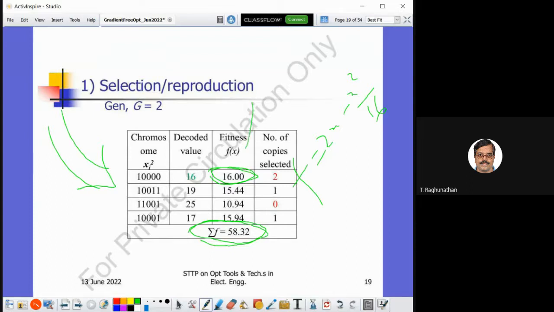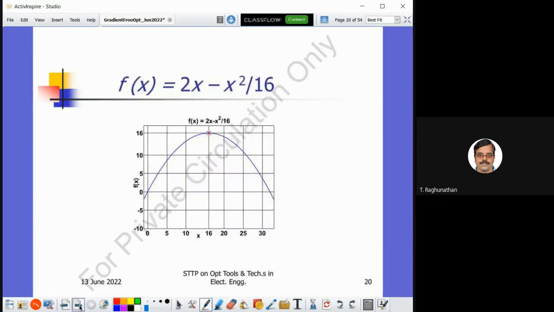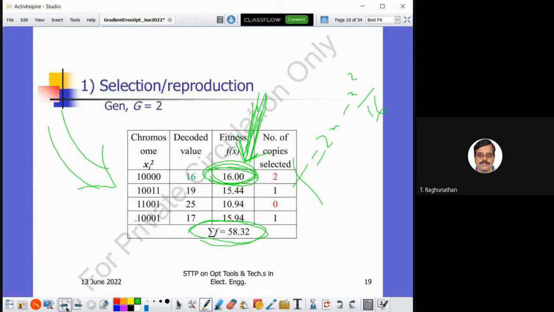And just in case you have a doubt, is this really the best value that you can get? Let us see the graph. You see that 2x minus x square maximum value is here. Function value is 16, x value also is 16, right? So that means in just 2 generations, we have achieved the solution. It is never possible in a real life problem. Okay, but this is for explanation.